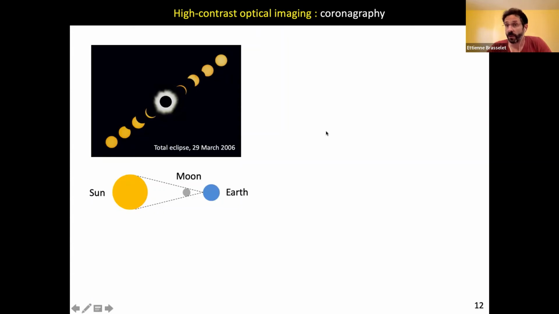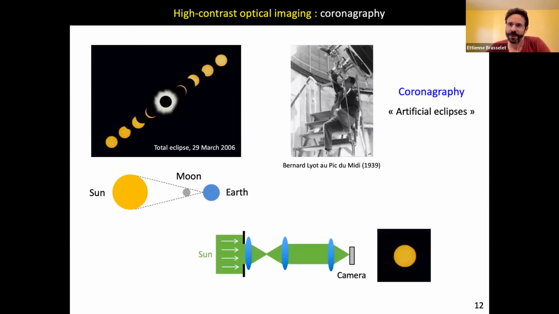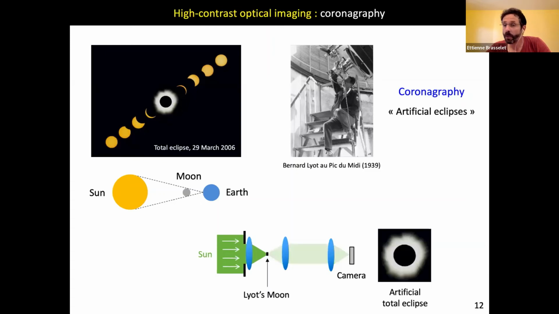And for that you need to wait for a total eclipse. So it's a cool event, but it's a rare event. So almost 1 century ago, a French astronomer, Bernard Lyot, invented a way to do this on demand. And this was the early days of what we now call coronagraphy. The idea is simply to place a moon, an obstacle, in the Fourier plane of a telescope, and to provide on demand an eclipse. Very simple. It's an obstruction of the zero spatial frequency in a telescope. So it's a kind of Fourier filtering technique applied to astronomical imaging.